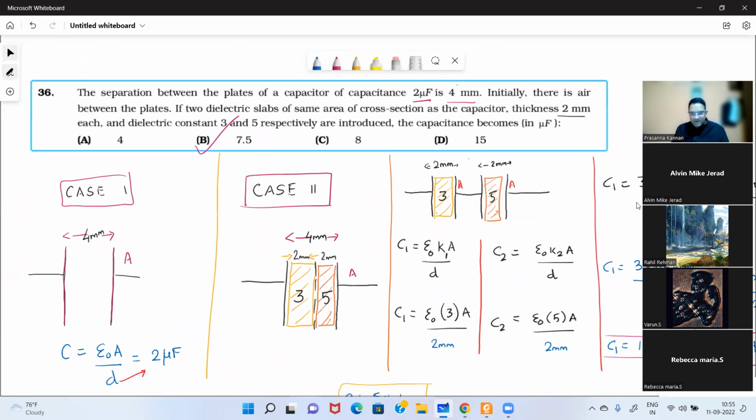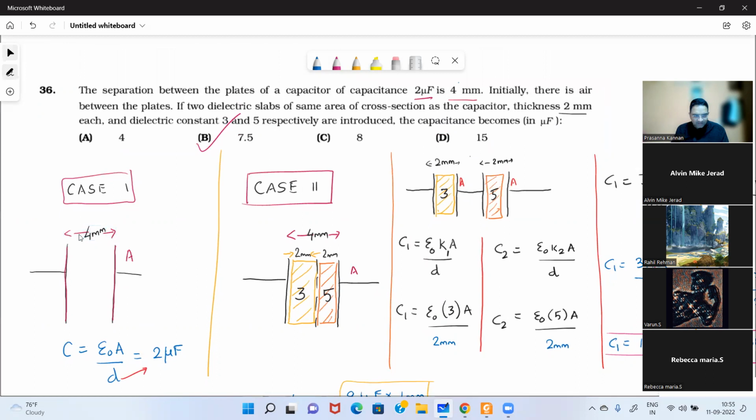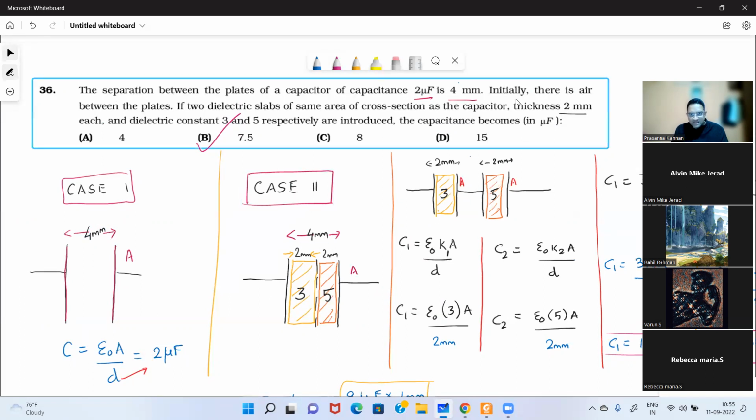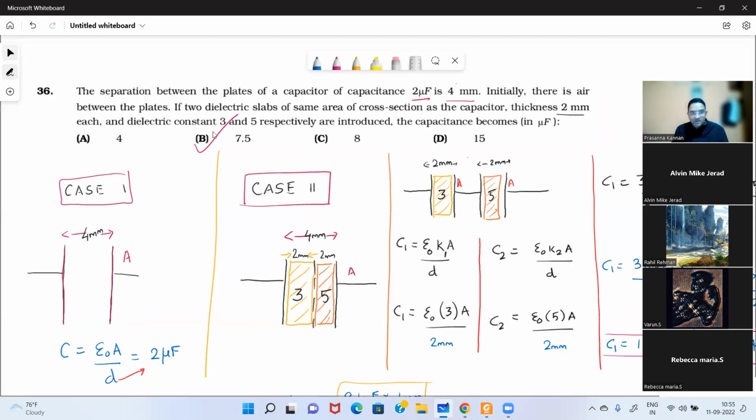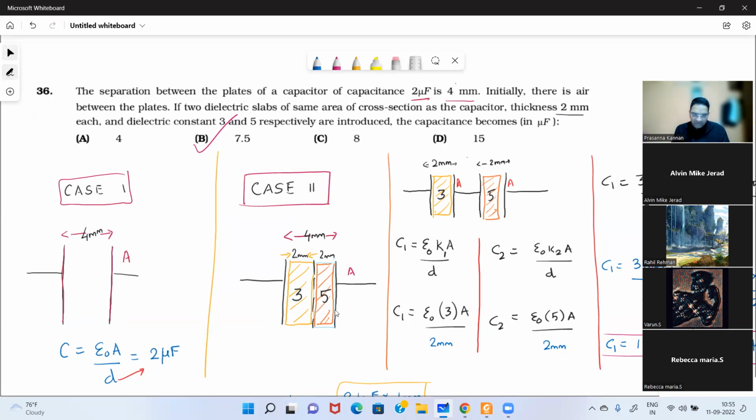So the separation between the plates of a capacitor of capacitance 2 microfarad is 4 millimeter. That means the normal capacitance is there. The distance between the plates is 4 millimeter. Epsilon naught A by D is your capacitance, and that's given to be 2 microfarad. Now initially there is air between the plates, correct? Two dielectric slabs of the same area of cross section as the capacitor and of thickness 2 millimeter each, and dielectric constants 3 and 5 respectively, are introduced in between the plates.